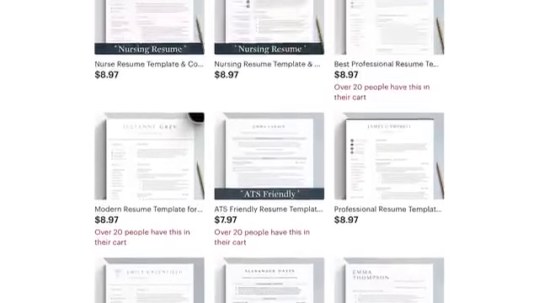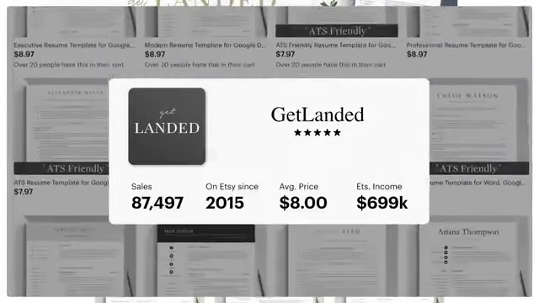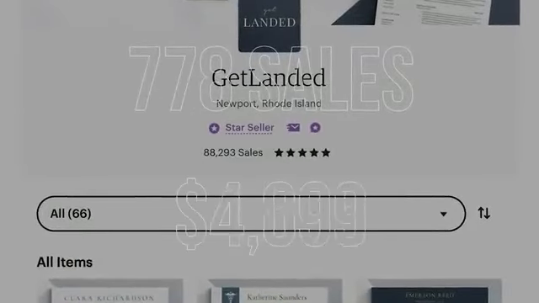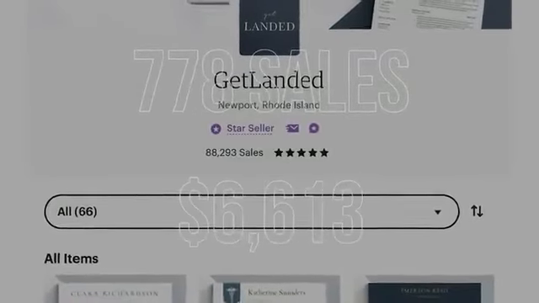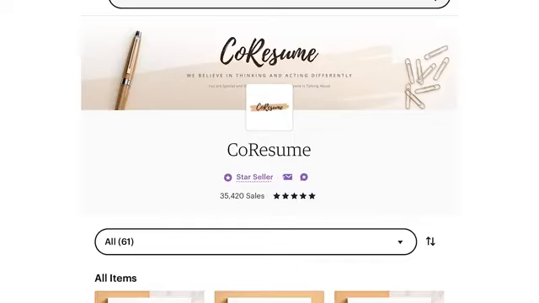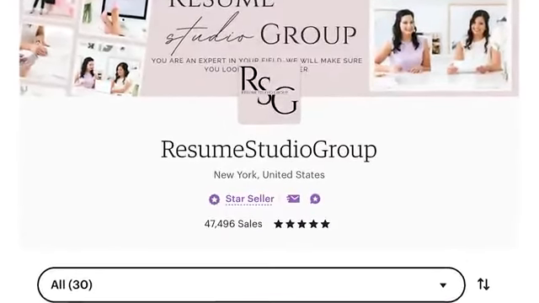Now, since I mentioned this shop in a different video about 2 weeks ago, they've already made an additional 778 sales. That's roughly $6,613 just over the last 2 weeks. And that's passive income because they haven't posted any new products to their store since then. For lifetime sales, they've done around $723,000. And other shops like CoResume and Resume Studio Group have tens of thousands of sales, which means they're making tens to hundreds of thousands of dollars.